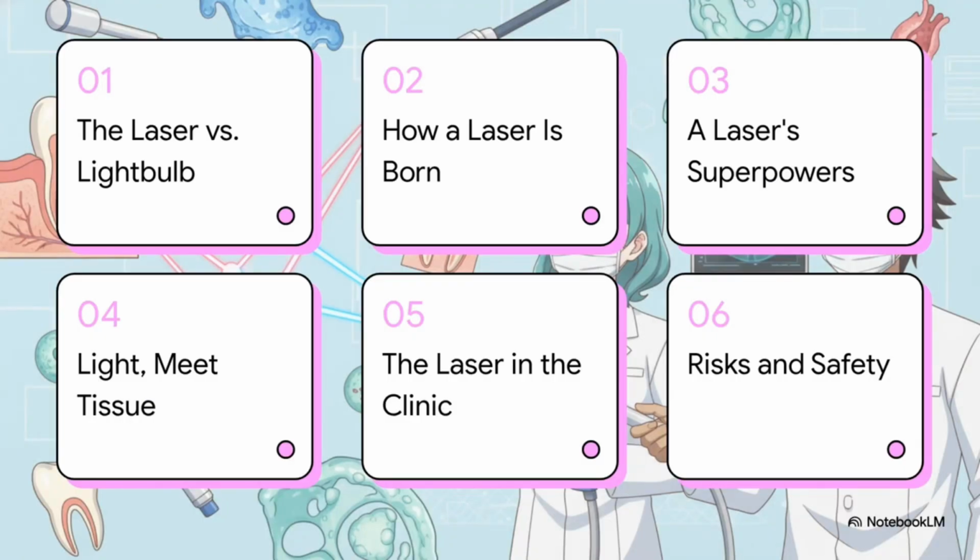So, what's our game plan? Here it is. We're going to start with the absolute basics. What's the difference between a laser and a plain old light bulb? Then, we'll dive into how a laser's even made. After that, we'll cover its 3 unique superpowers, see what happens when that light actually touches human tissue, and finally, put it all into practice, covering the cool applications and, of course, the super important safety rules.